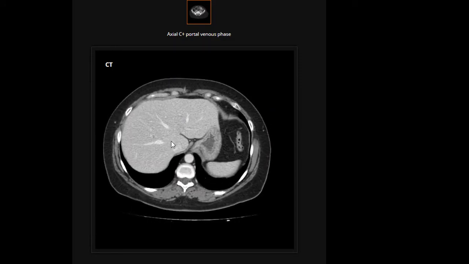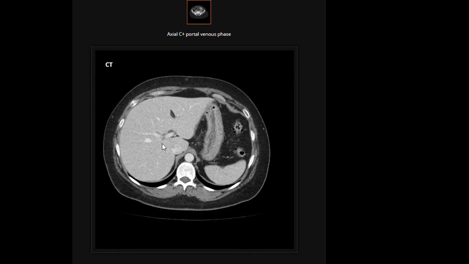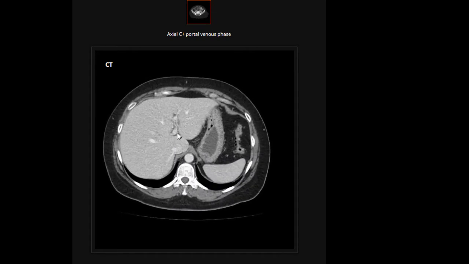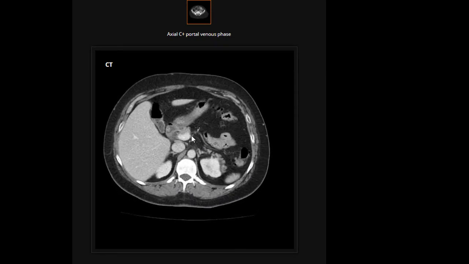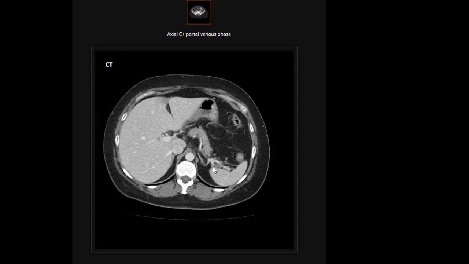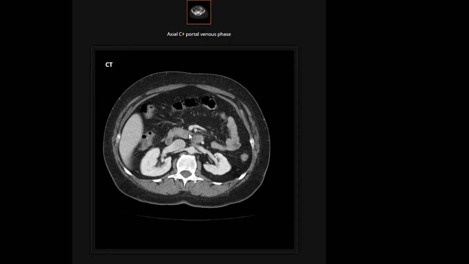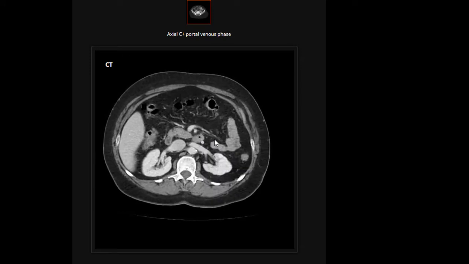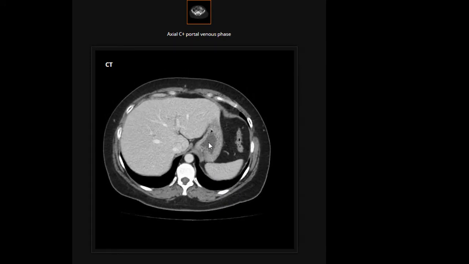And we have our hepatic veins, our right, middle, and left, our portal vein, the right and the left, and our main portal vein, our splenic vein, and our superior mesenteric vein, and they all look good. We'll come back up top and evaluate the aorta.